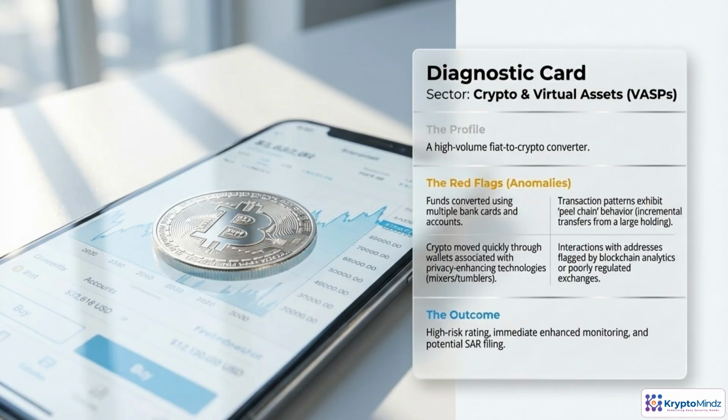Now look at a crypto-heavy scenario. A customer constantly converts large amounts of cash into crypto. The fiat comes from several bank cards and accounts. Then the coins are rushed through multiple wallets, mixers, and into exchanges with weak controls. On-chain analysis shows peel chain-style transfers and links to previously flagged addresses. Taken as a whole, those signals justify a high-risk rating, immediate enhanced monitoring, and likely preparation of a suspicious activity report.